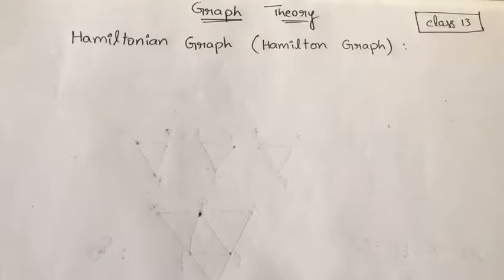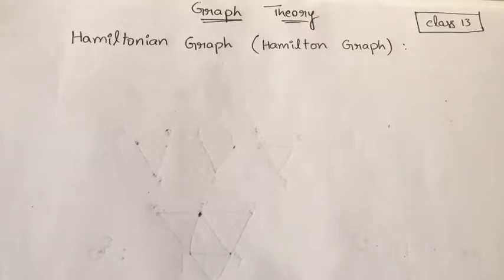In this video, we are going to learn a few more types of graphs. We know Euler graph. We have already studied Euler graph. Euler graph is a graph which has an Euler line. Euler line means it's a closed walk which traverses through all the edges of graph G exactly once.